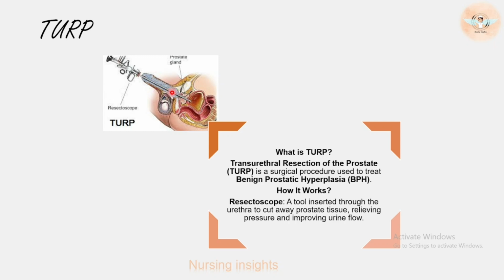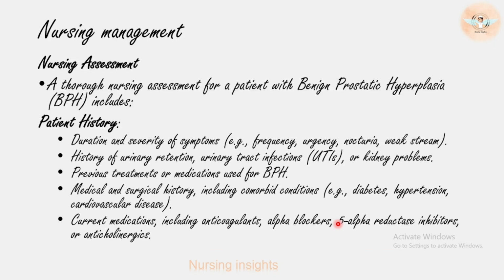What is TURP? Here it is a transurethral resection of the prostate. From the name itself, it is to understand that transurethral, through the urethra, we will insert a resectoscope. This is a resectoscope, a tool inserted through the urethra to cut away the prostate tissue, relieving the pressure and improving the blood flow. So, let's go for the nursing management. How will we write the nursing management?